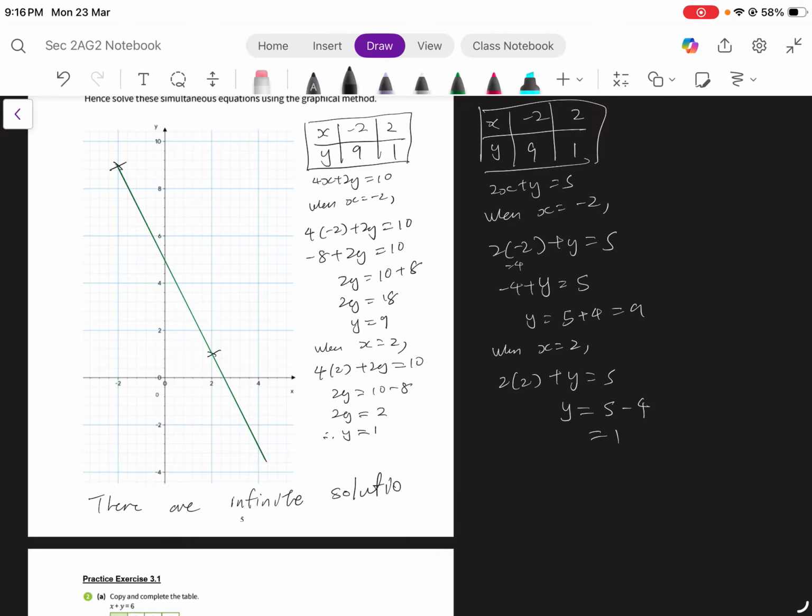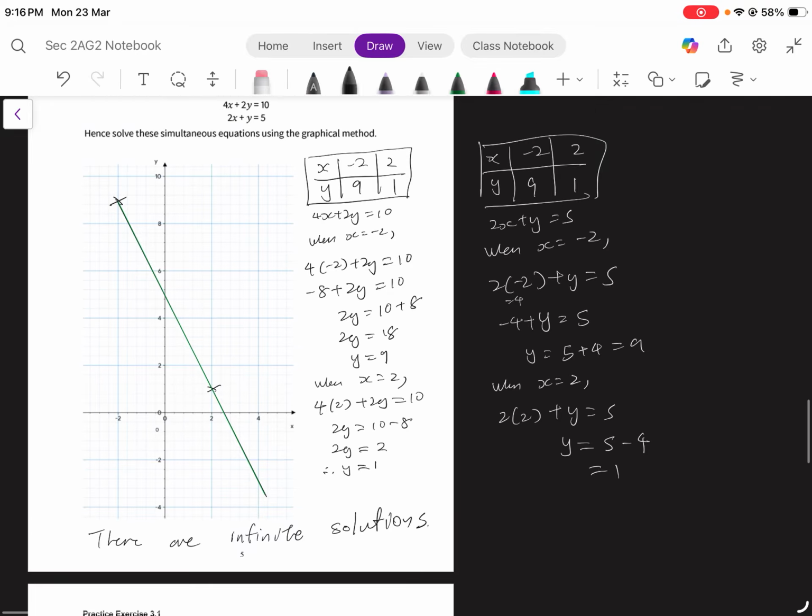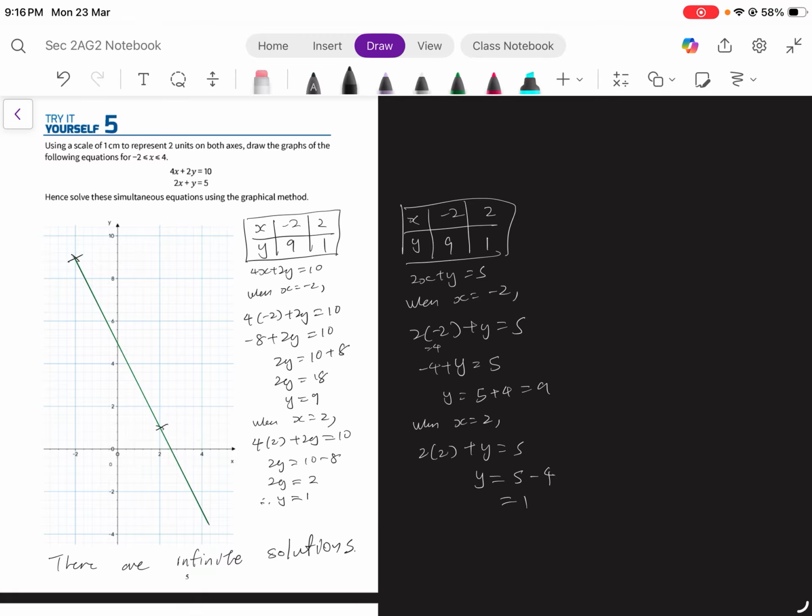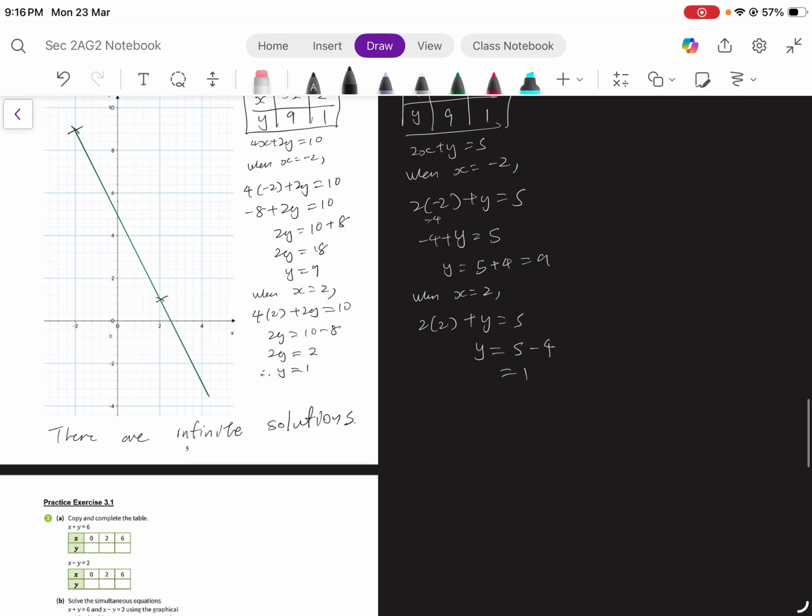Okay, so do take note, when you solve by graphical method, there is a chance you will see 3 different kinds of outcome. One, you have a point of intersection, crossing, one x, one y. Two, you have parallel lines, or lines that do not touch each other at all. So these have no solution. And then you have lines that lie on top of each other. They overlay each other at every point. So they have infinite solutions.